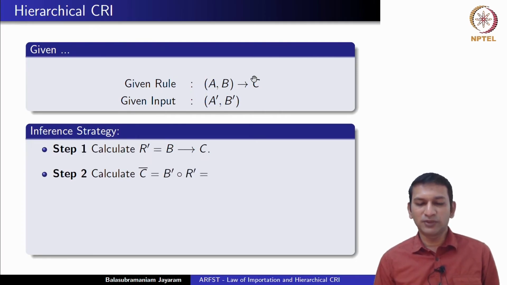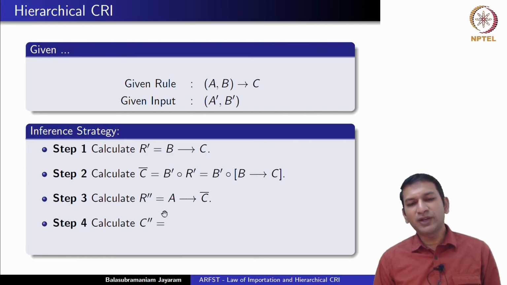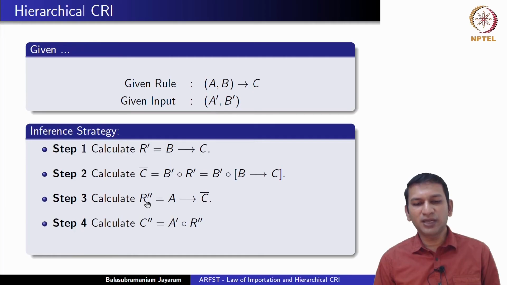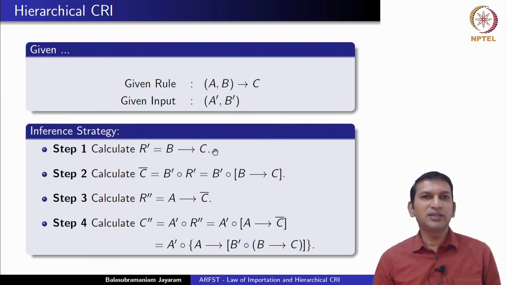Given a B dash, you compose it with this R dash and obtain the C bar, which is an intermediate output. Now in the third step, what we do is use A and this C bar as the consequent and obtain the rule relation. Then obtain the final output by composing A dash with this R double dash. So overall, this is what you will get. At any point of time, we are only using a single input, single output rule, storing that, and then given the input, we are composing and obtaining this. And this could also be extended if you have 3 inputs or n inputs or p inputs.